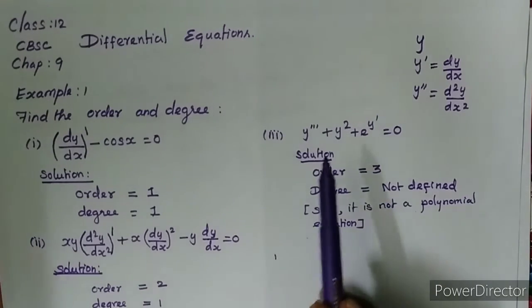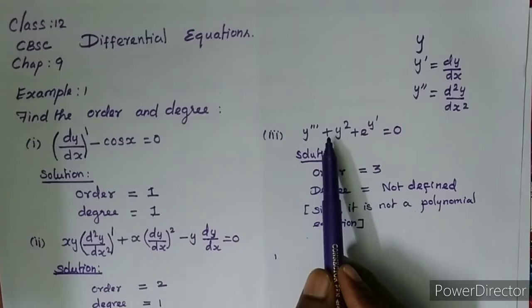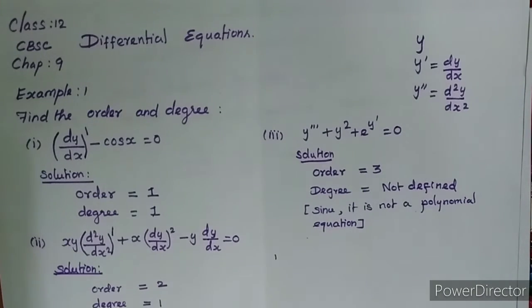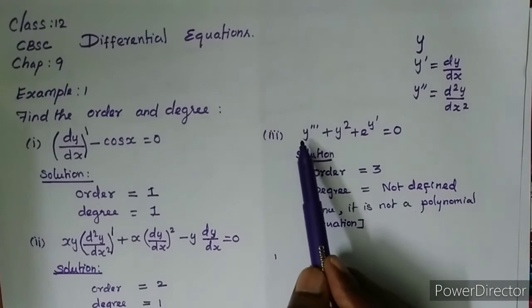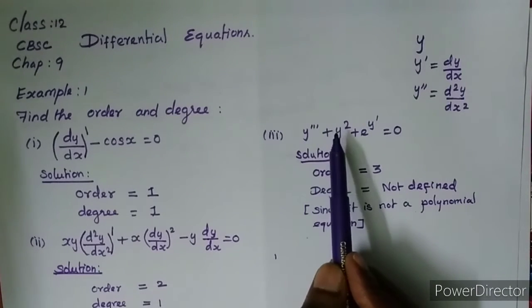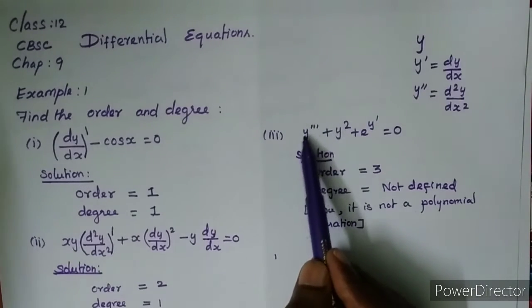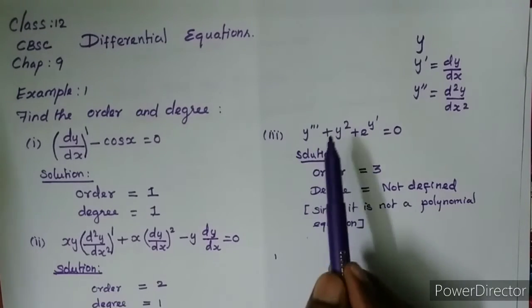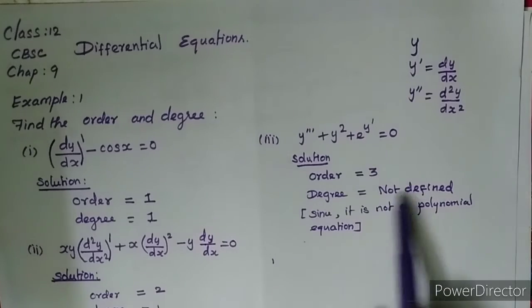Third problem. y triple dash plus y square plus e power y dash equal to 0. Here the highest order is y triple dash, because the other term is just y. Therefore, order equal to 3 because it is a third order derivative. But degree is not defined.